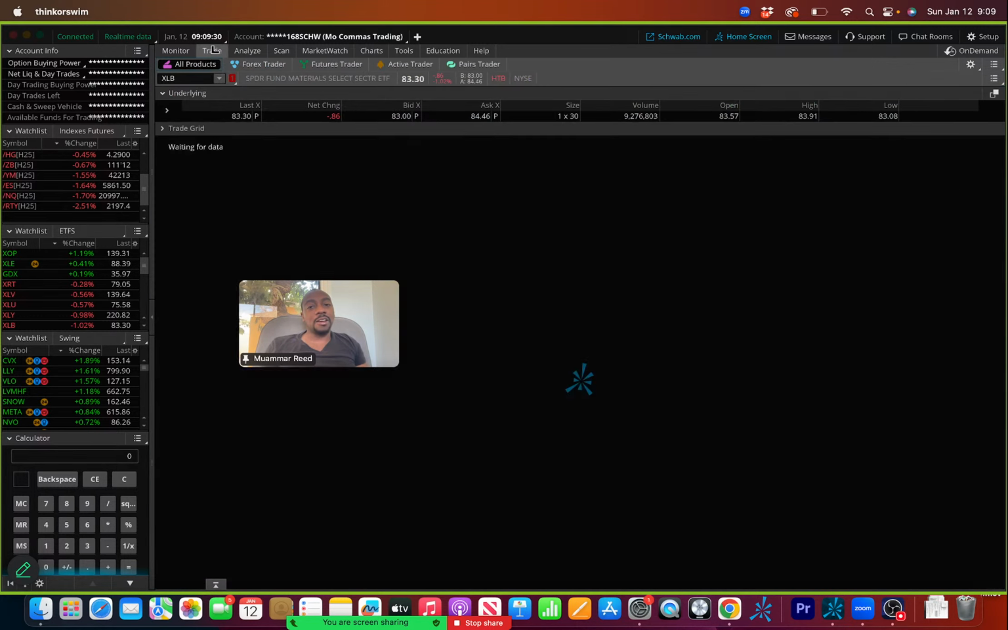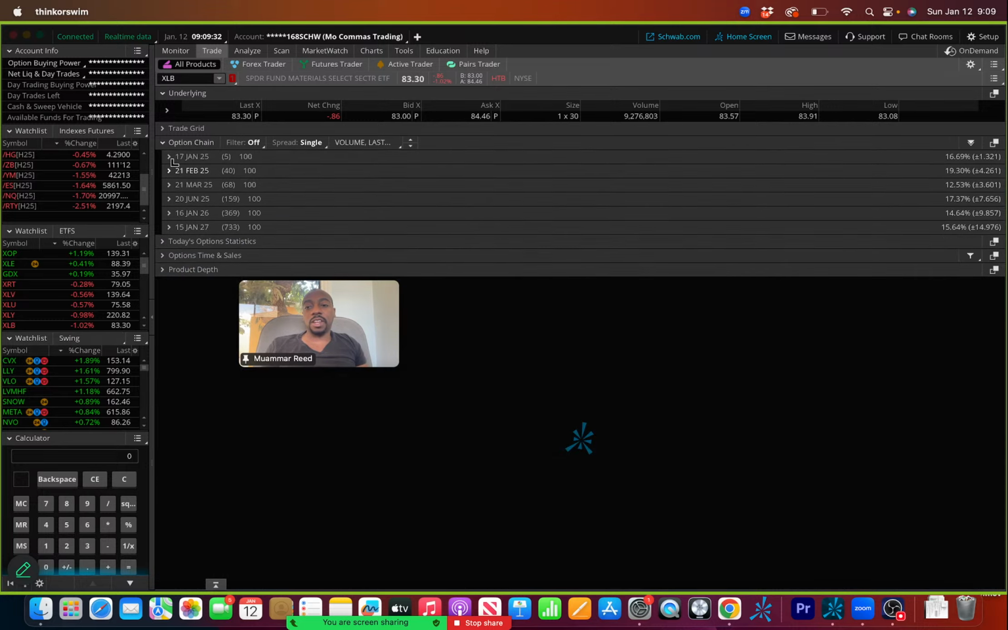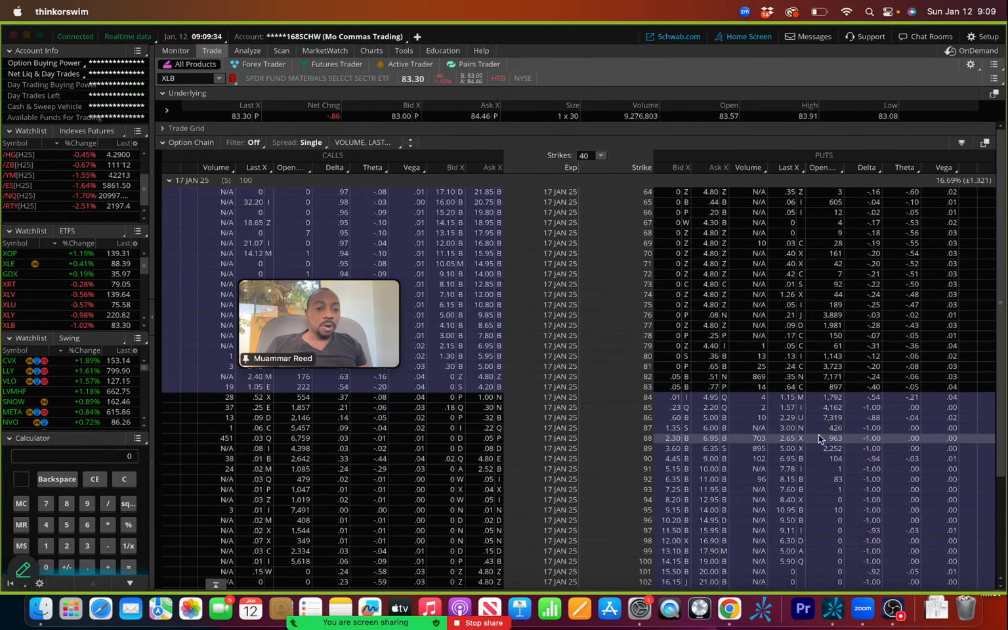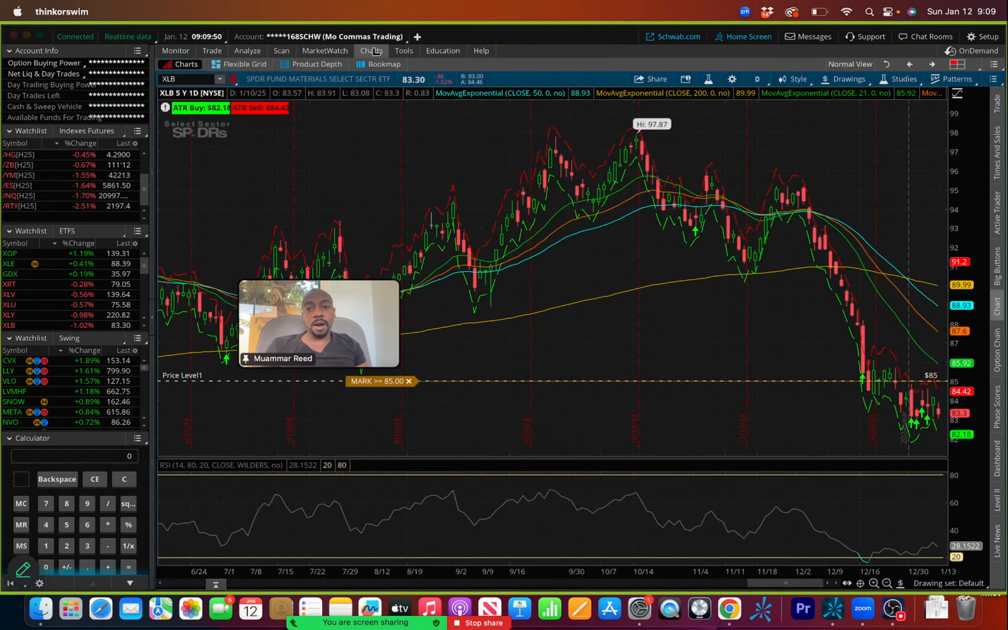Once again, you've got to go look into the options, see if there's any liquidity. January 17th seems to have liquidity, but there's a large spread between the bid and the ask, so XLB might be off the map. But I would look at this when the market is actually open to see if these prices come together a little closer, right?